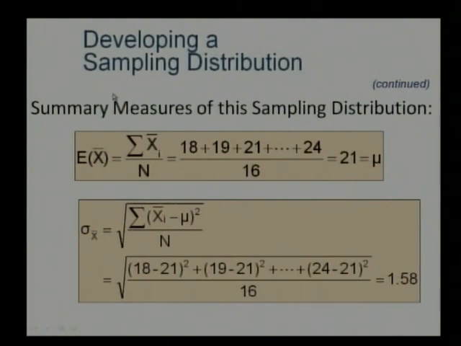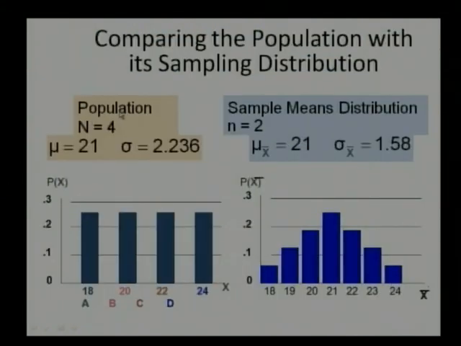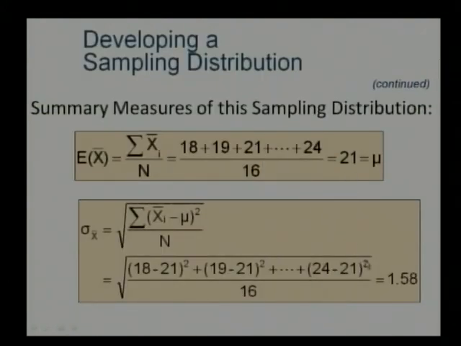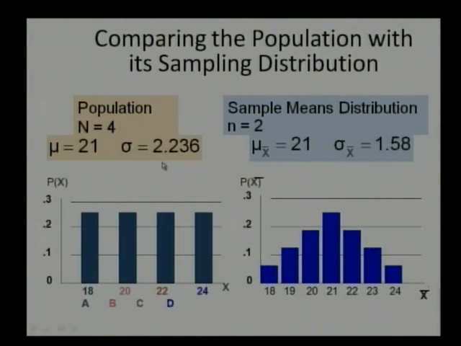Now developing the sampling distribution, again we have found that for all 16 observations the mean is again 21, and the standard deviation is 1.58. Now let us compare. Population n is equal to 4, here sample size n is equal to 2. The mean remains unchanged: mu of x is 21, where mu of x bar is also 21. Now sigma is 2.236 for the population, but here sigma is decreasing. Variability is decreasing. Sigma of x bar is 1.58, you can see here.